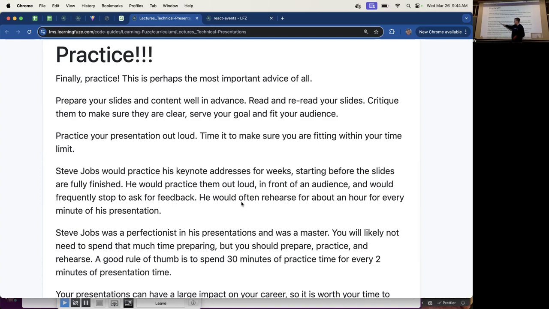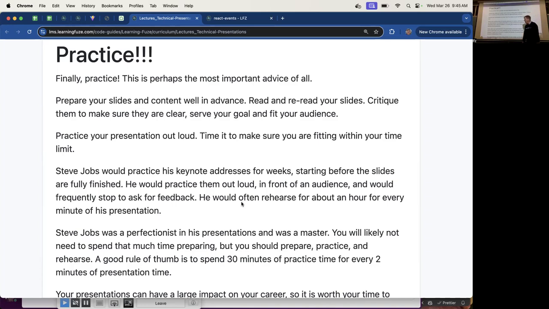Steve Jobs would practice his keynote addresses for weeks. He'd go for weeks in advance. He would usually start before the slide deck was even fully finished. He would get his executive team, put them on the front row, and he'd give his presentation, and he'd stop frequently and ask them, is this the right way to do it? Is it not? And so on. And then he'd refine his presentation on the fly as he learned, and that's how he did it. He spent weeks and weeks getting them perfect, especially for the keynotes for the developer conferences. Okay, he would practice them out loud and then stop a lot.